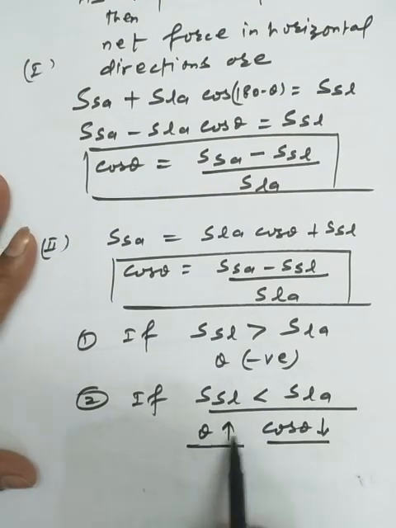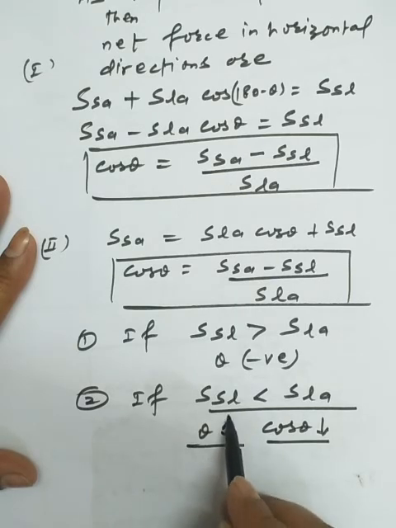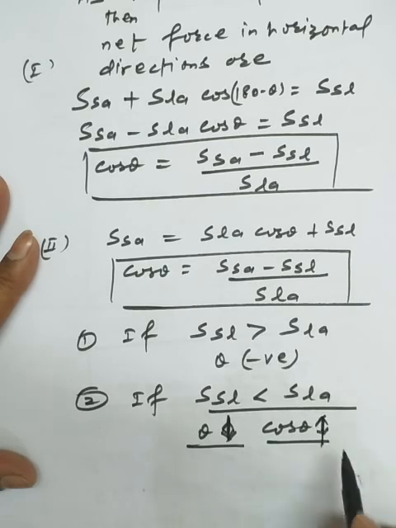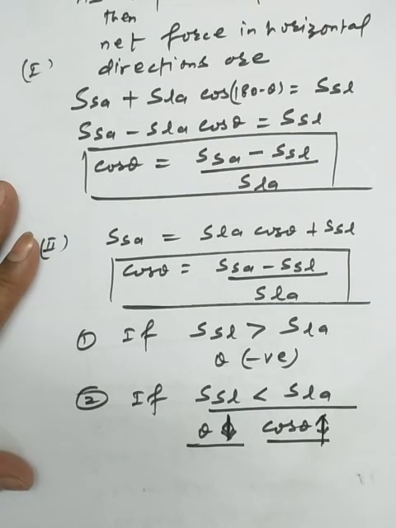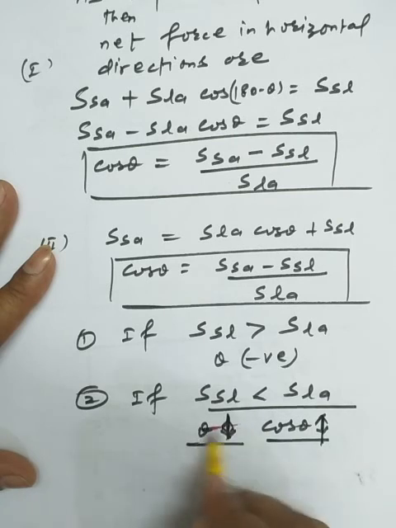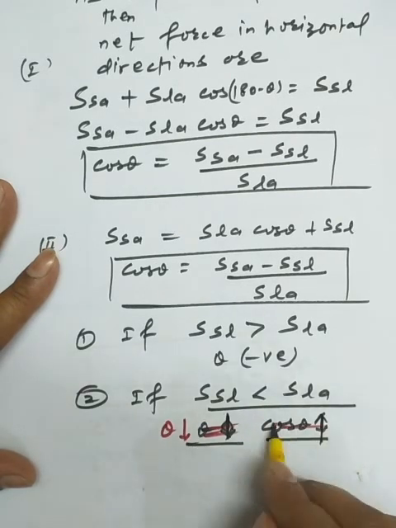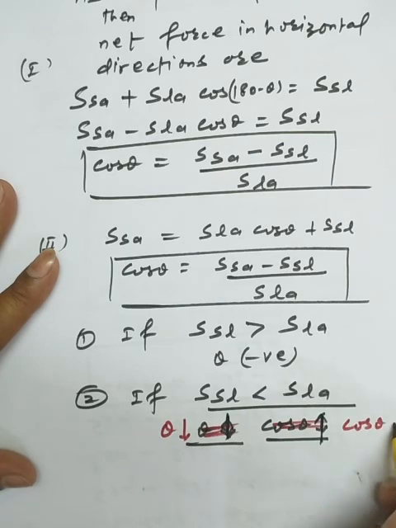I'm making a little correction in this part. As theta decreases, the cos theta value increases. So as the value of theta decreases, the value of cos theta increases. Many considerations we can add here.